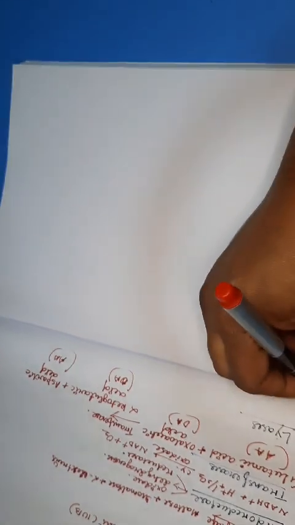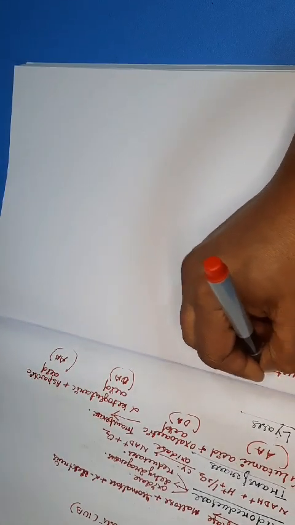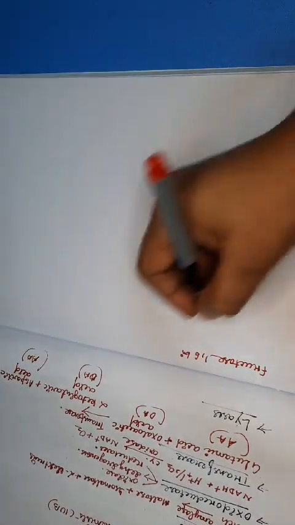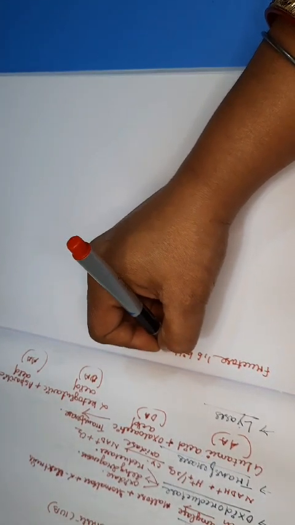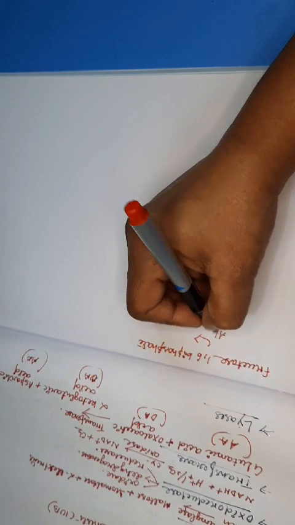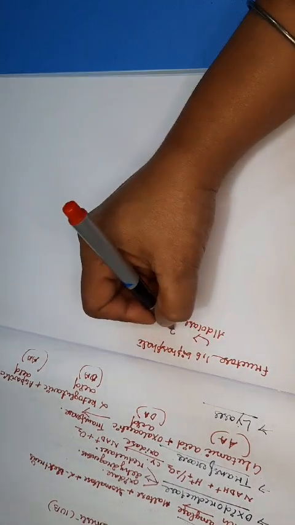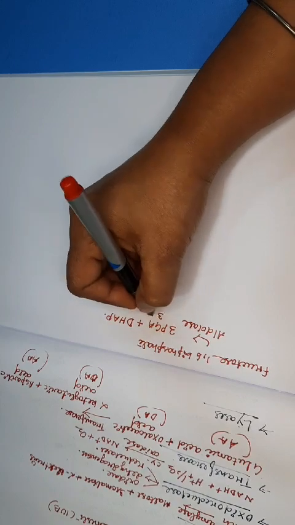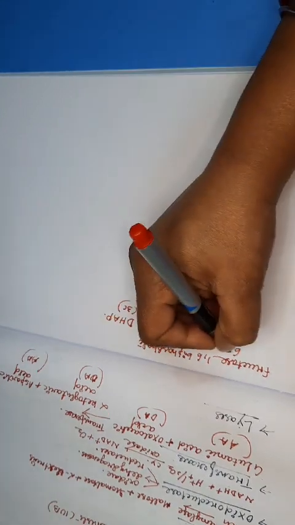fructose 1,6 bisphosphate or fructose 1,6 diphosphate, which is a 6 carbon containing compound, in presence of aldolase forms 2 three carbon containing compounds, that is 3 phosphoglyceraldehyde plus dihydroxyacetone phosphate. This is also 3 carbon, this is also 3 carbon, and this is a 6 carbon compound. This particular reaction is catalyzed by the enzyme aldolase, which is a lyase.